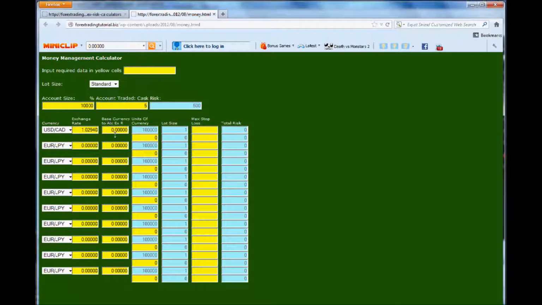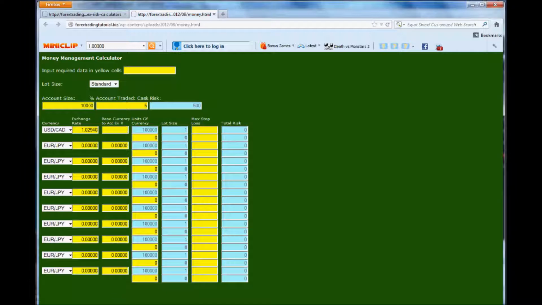Now this next box is a little bit more confusing. What we're trying to do is get this to convert it into our account currency. So if we're trading in US dollars, we would leave that at 1, because what we're saying is that the first part, which is called the base, to our account currency in dollars would be 1. So USD to USD is always parity 1. Same as Great British Pound to Great British Pound is 1, Euro to Euro is 1, and so on and so forth.